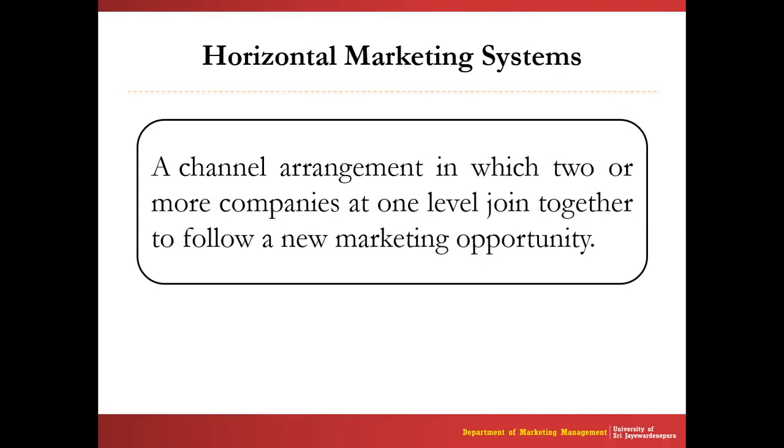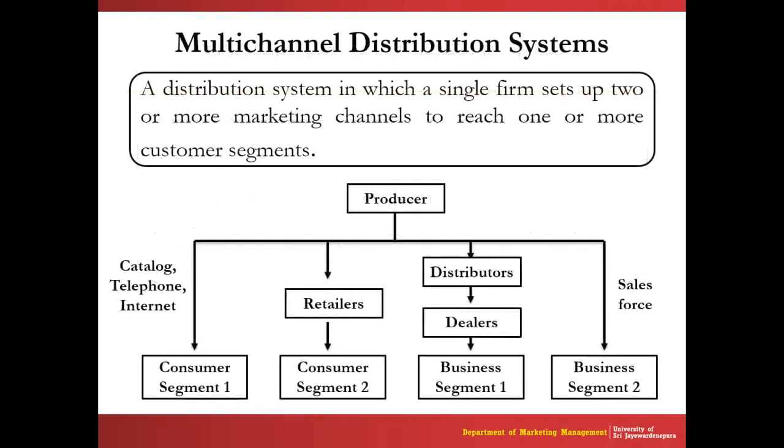If somebody goes to fix a tire, and the brake pads are too weak, they will recommend a brake pad, right? So that is a horizontal marketing system. The companies at one level will join together and follow a new marketing opportunity. Those are some examples which I can come across for horizontal marketing systems. So understand the difference between vertical and horizontal marketing systems. In a vertical marketing system, different layers get together and have a unified system, whereas here two companies at the same layer get together and find a new marketing opportunity.